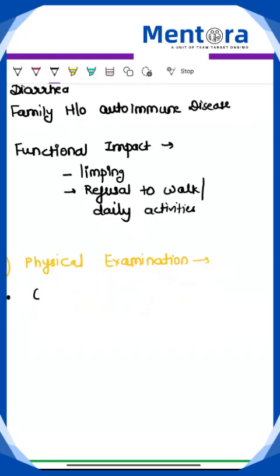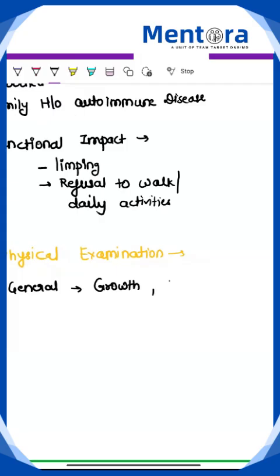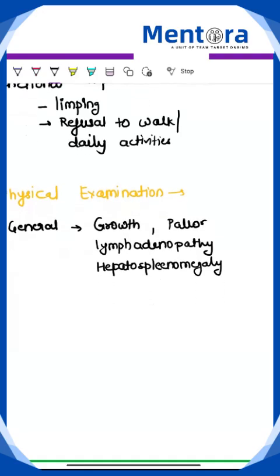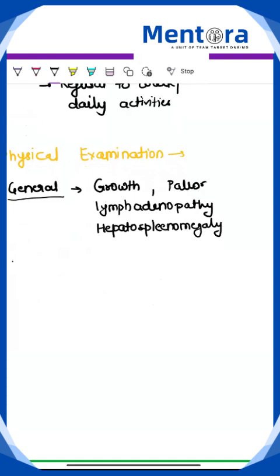First is general physical examination. Check about the growth, pallor, lymphadenopathy, and check for hepatosplenomegaly. After general examination, do the joint examination.